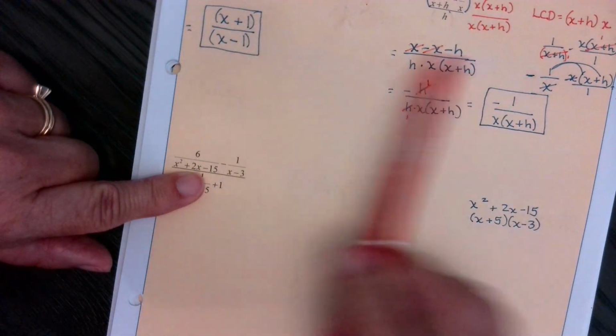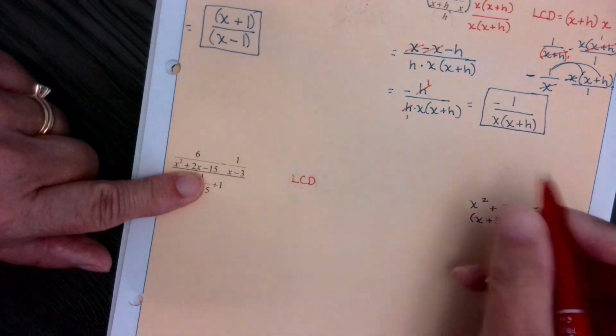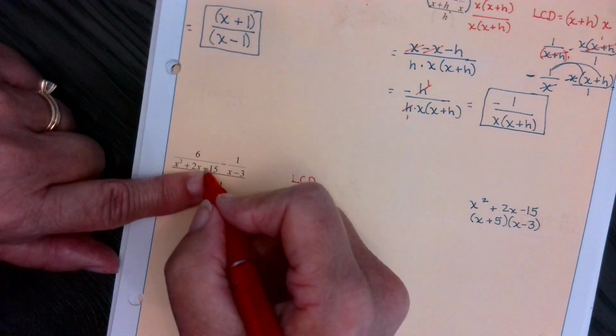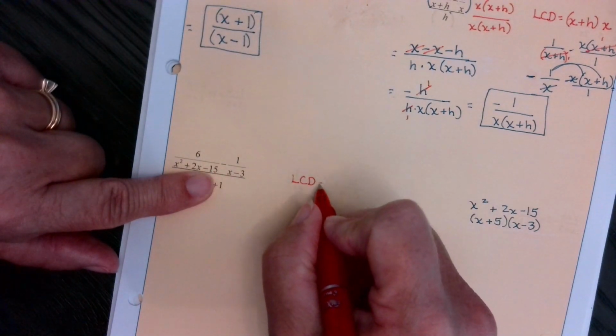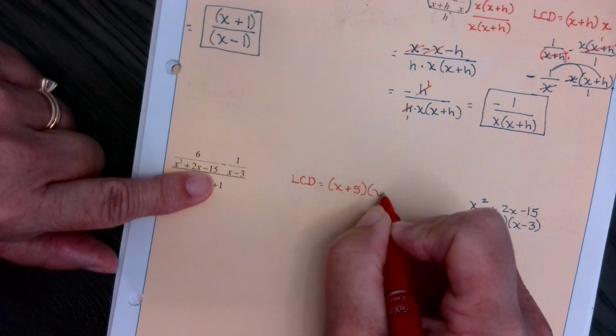I'm changing pens at the wrong time. Okay, so what I'm going to do, that's my first denominator right here. I'm going to write it down: x plus 5 times x minus 3.